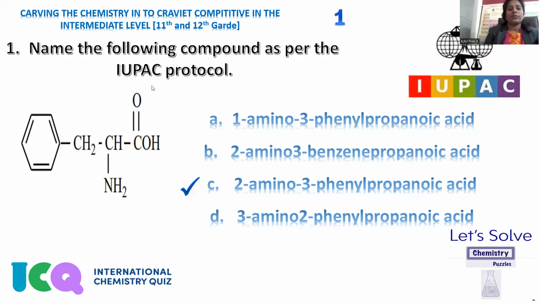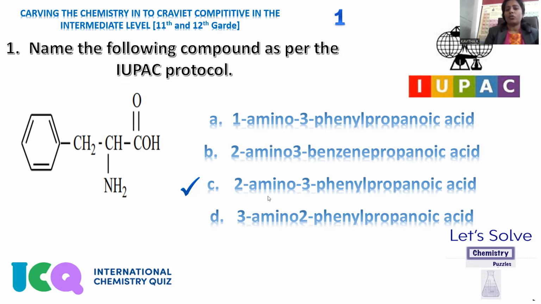The question number 1 starts with the IUPAC nomenclature. IUPAC stands for International Union for Pure and Applied Chemistry. Name the following compound as per the IUPAC protocol. This is the compound provided, we need to assign its IUPAC nomenclature, right? Where we have benzene ring and CH2, CH, NH2, COOH will be there. In general words, we can say it is called alpha amino acid. Alpha amino acid is the kind of starting material in order to synthesize a protein. It is the monomer for the synthesis of protein in the polypeptide chain formation, right? We are going to assign name for this organic compound as per IUPAC regulations, right?